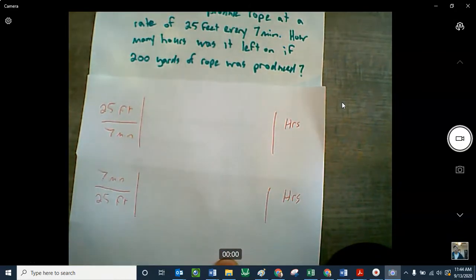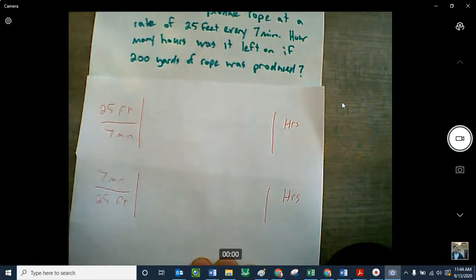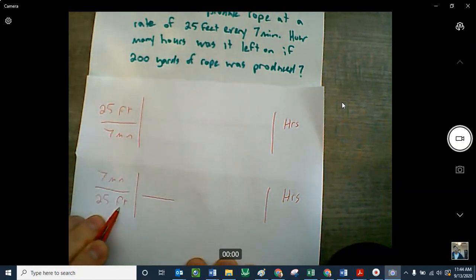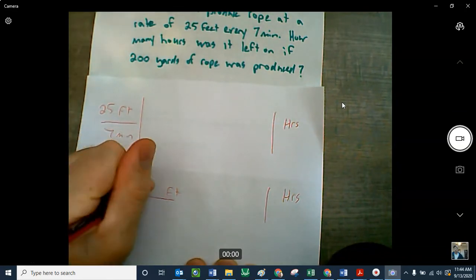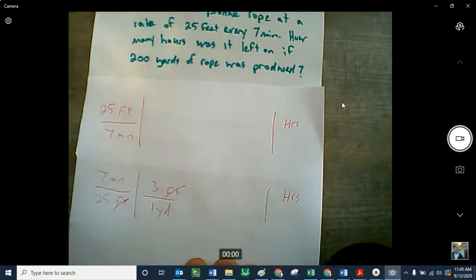Okay, so now let's see. I'm just looking at the problem. I know that it gave me a piece of information in yards. So I think it's going to make sense for me to change feet here into yards. So my first stepping stone, feet are down here in the denominator, so I'm going to put feet up here in the numerator. Now that little conversion that we should know is that 3 feet is the same as 1 yard. So now we are in minutes, number of minutes, how many yards.